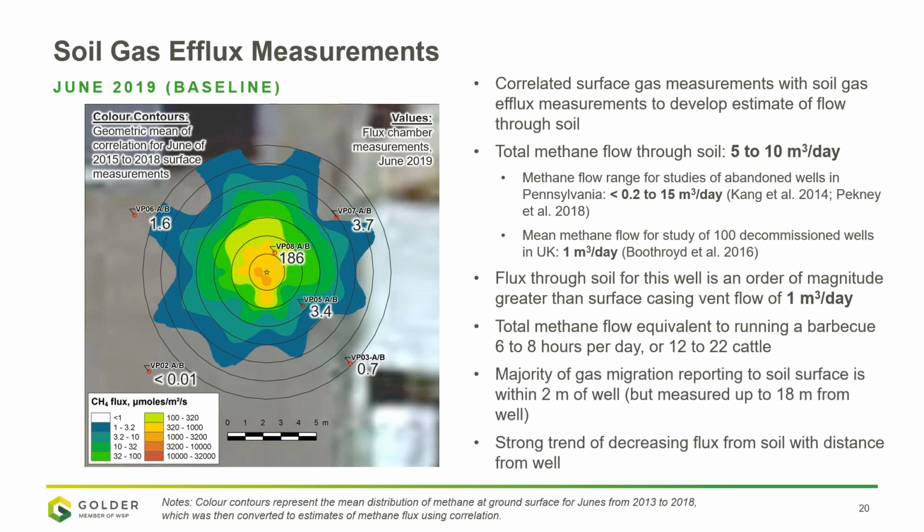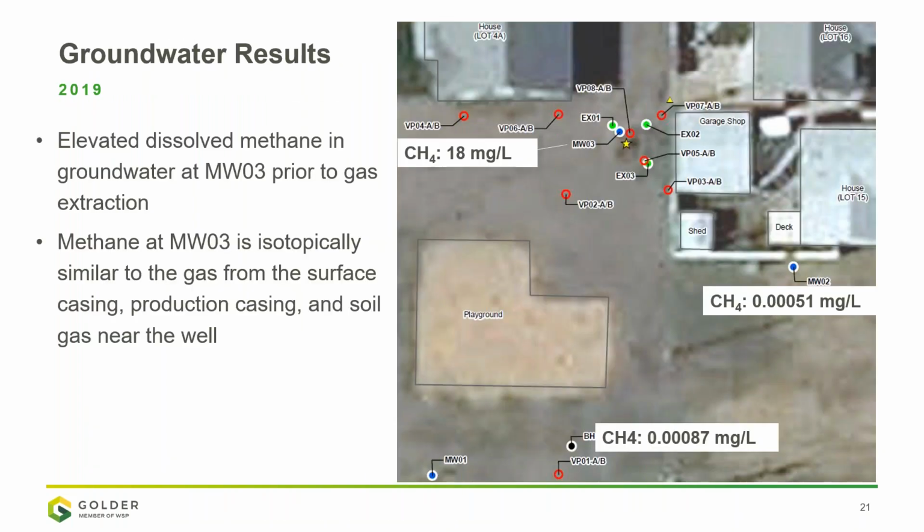In this case, the methane was mostly emitting through the soil within about 2 meters of the well, but it also extended farther. The methane was dissolved in the groundwater as well. A monitoring well close to the 10 well number 1 well had a methane concentration of 18 milligrams per liter, which is pretty close to the solubility limit. And not surprisingly, the isotopes indicated that the dissolved gas was the same gas that was leaking from the well.